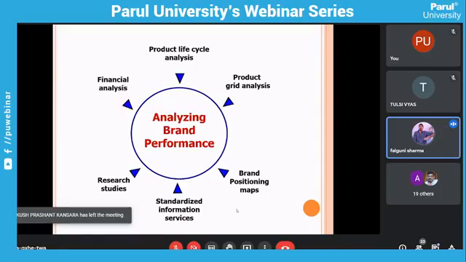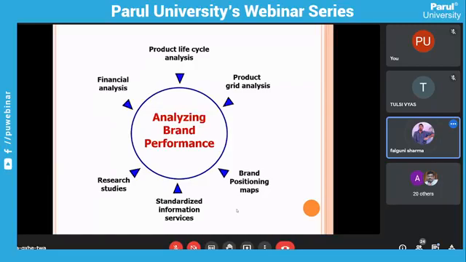Standardized information services are a very important part of managing the brand. If we have proper backup in terms of quick responses in any kind of situation, to understand it and give them a proper solution in terms of information, then a brand can be managed well. So we have to develop a standardized information service first, so that the brand's image does not get hampered.